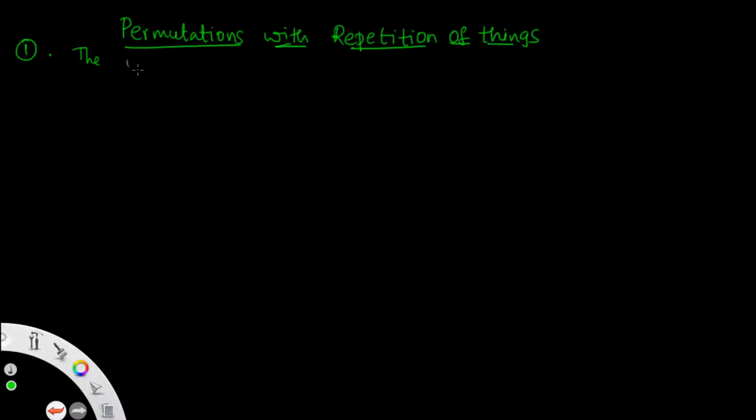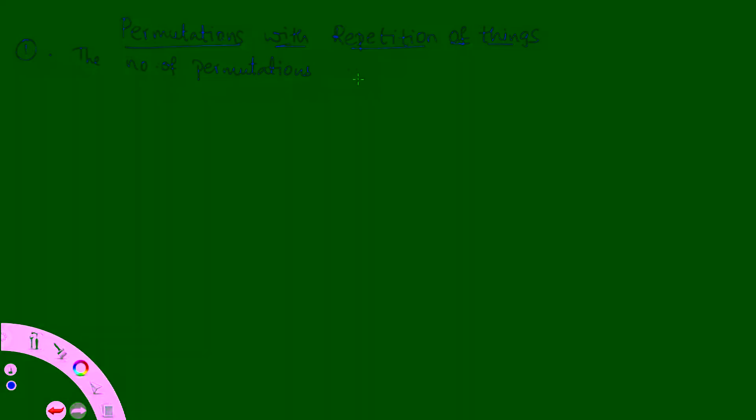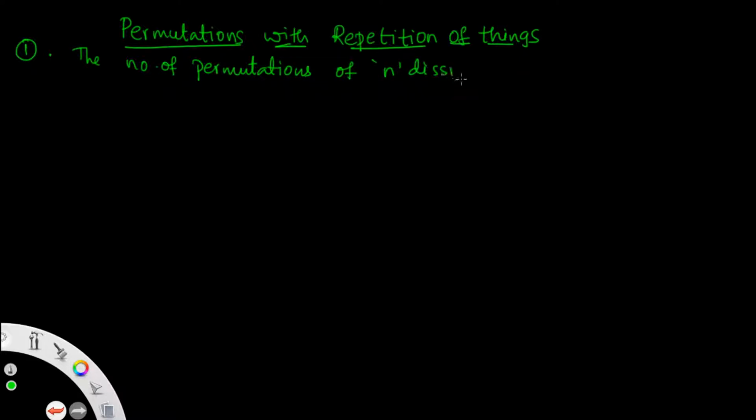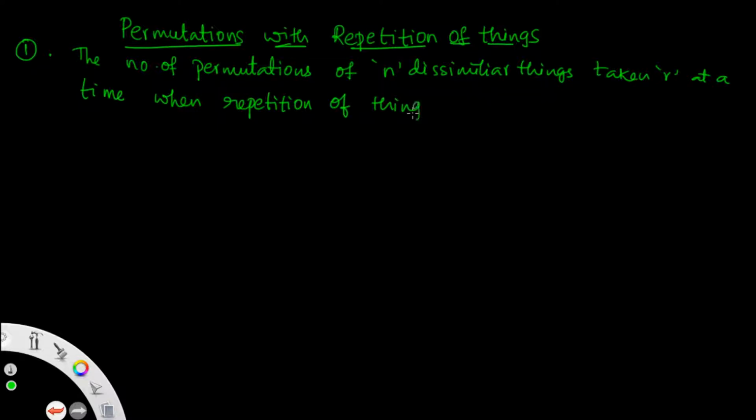The number of permutations of n dissimilar things taken r at a time when repetition of the things is allowed any number of times is n to the power of r.